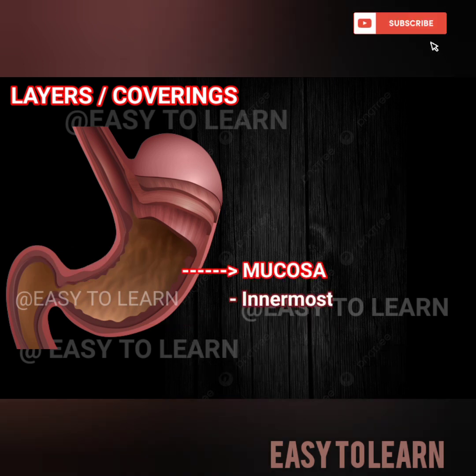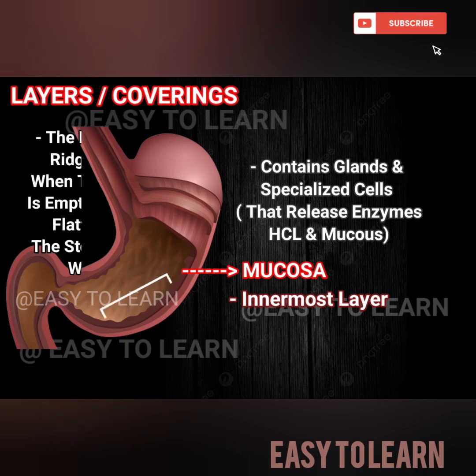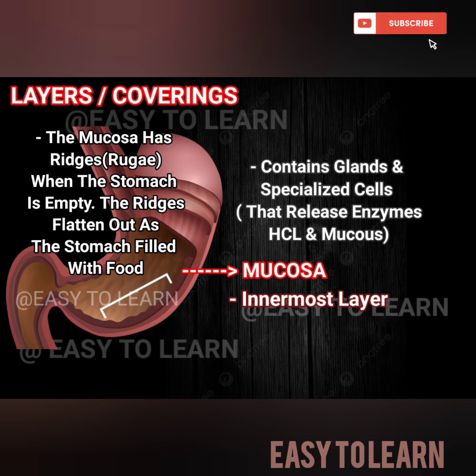Mucosa. It is the innermost layer. It contains glands and specialized cells that secrete enzymes, hydrochloric acid, and mucus. The mucosa has ridges, rugae, when the stomach is empty. The ridges flatten out when the stomach is filled with food. This is the layer where stomach cancer arises.